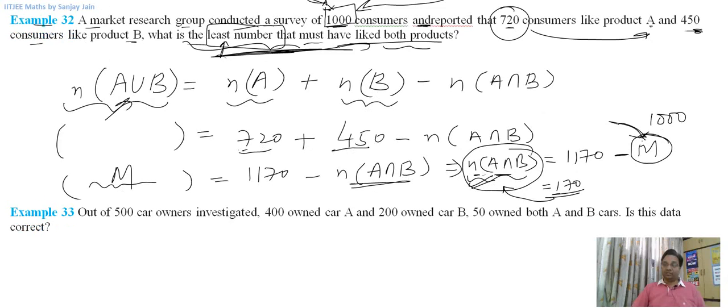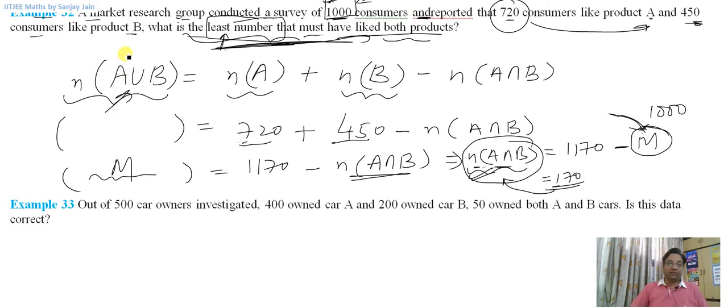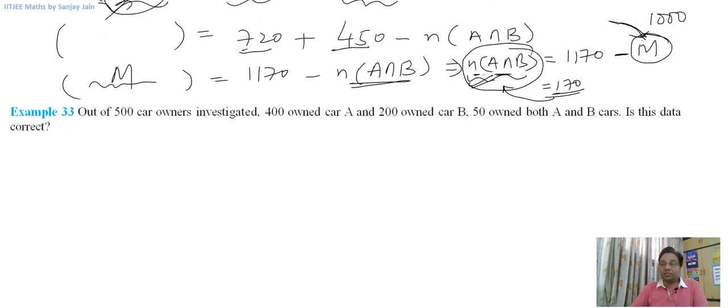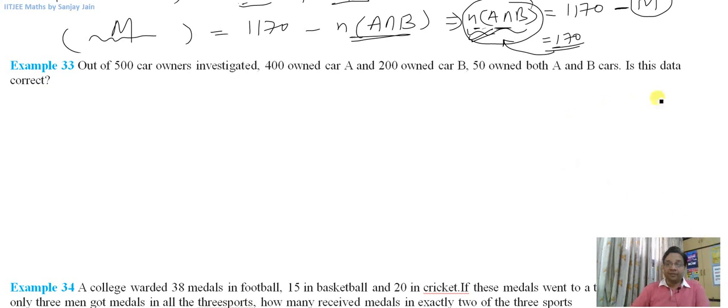Because there are questions where the number of elements in A union B is lesser than the universal set. It is generally like that. But it may be possible that all the elements in the universal set are involved in these, or every one of them likes one of the products. We discussed it in the previous exercise also, that there can be such a scenario, okay?